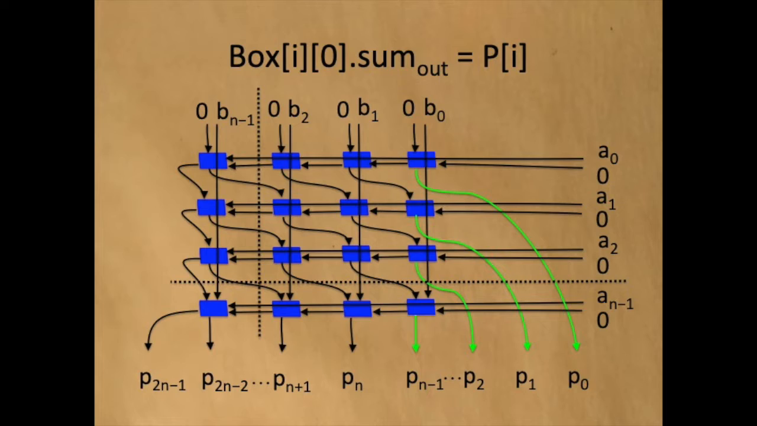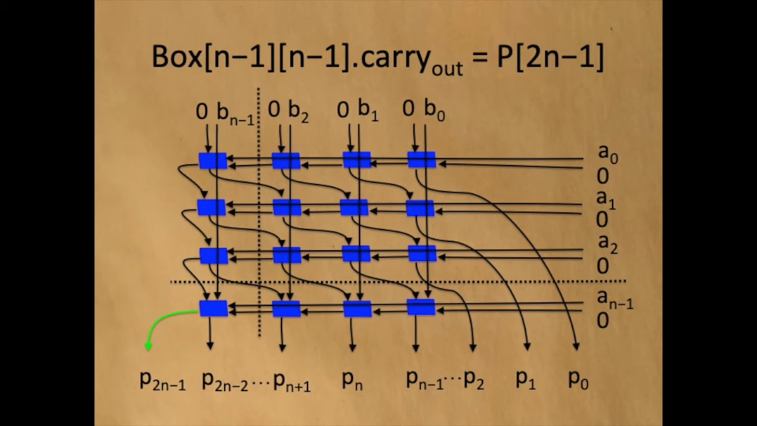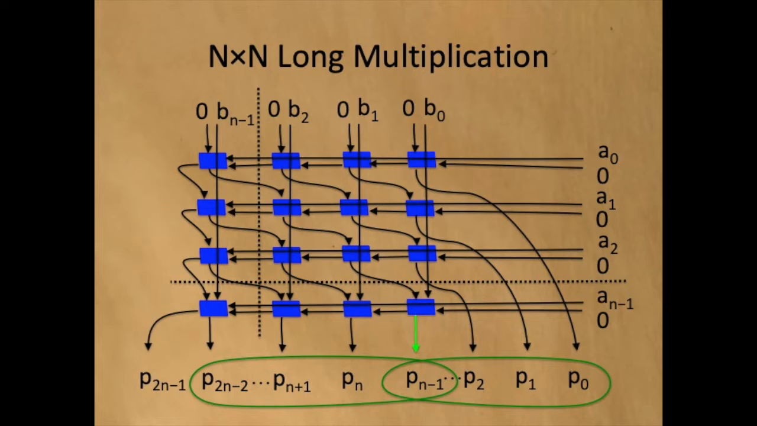In the right-hand column, the sum out of the box in row I must equal the product bit I. In the bottom row, the sum out of the box in column I must equal the product bit of I plus n minus 1. The carry out of the lower left cell equals the most significant bit of the product. Note that the bottom right box overlaps because it is both in the right-hand column and the bottom row.